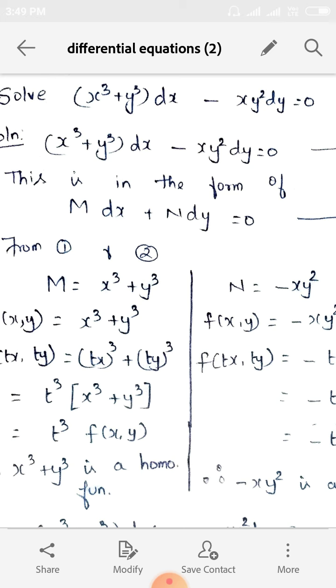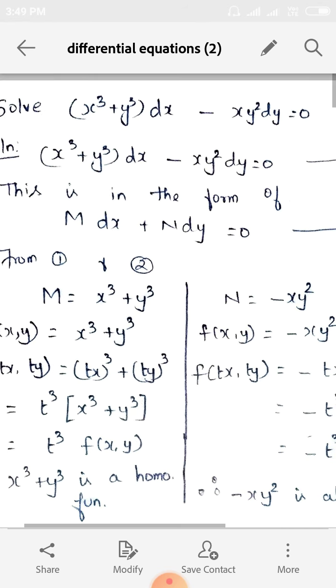Last class, we saw some definitions in differential equations: homogeneous functions, homogeneous equations, and the variable separable method. We also saw some problems in homogeneous equations. Today's class, we are going to see more problems on the same method, homogeneous equations.